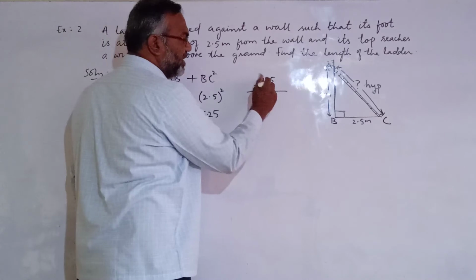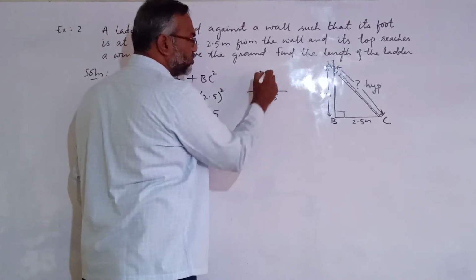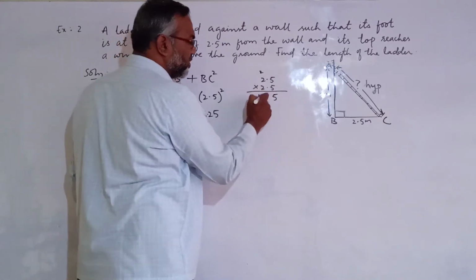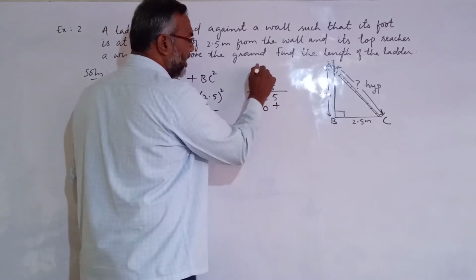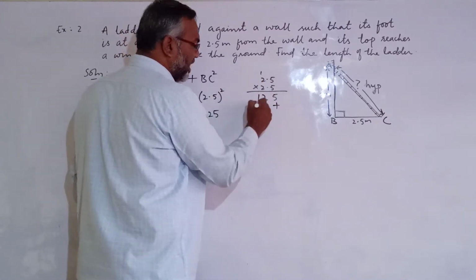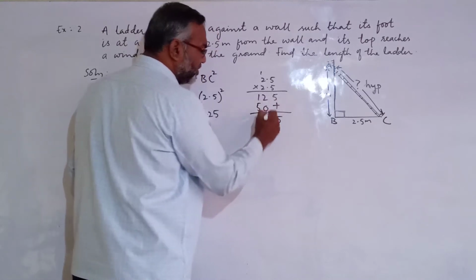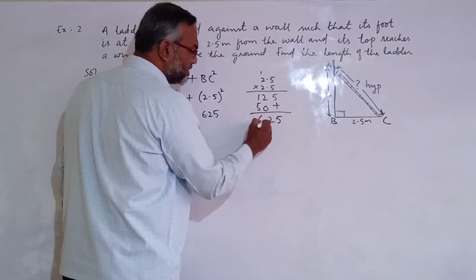5 into 5, 5 5s are 25. 5 carry 2. 5 2s are 10 plus 2, 12. Right? Then 2 5s are 10, 0, carry 1. 2 twos are 4 plus 1, 5. Then this will be 5. This will be 2. 5 plus 1 is 6.